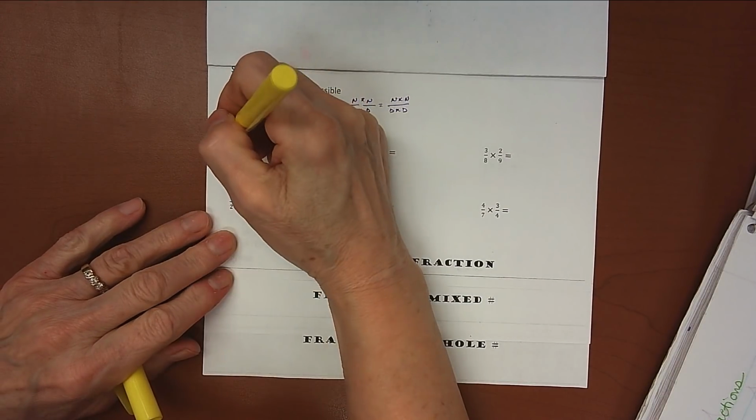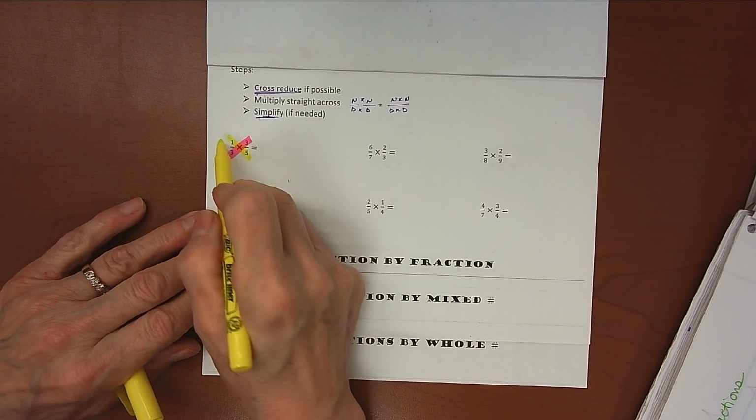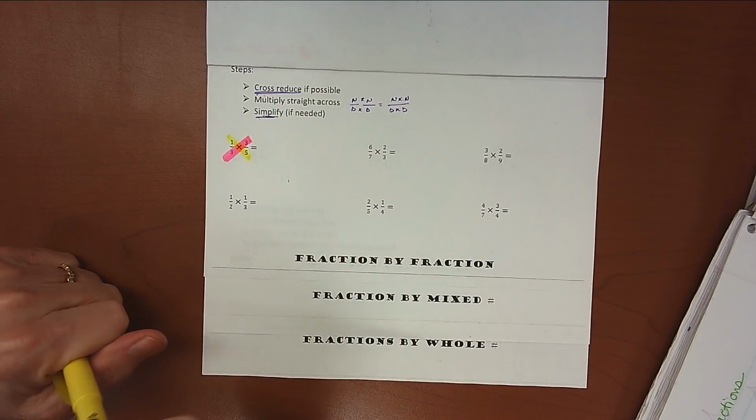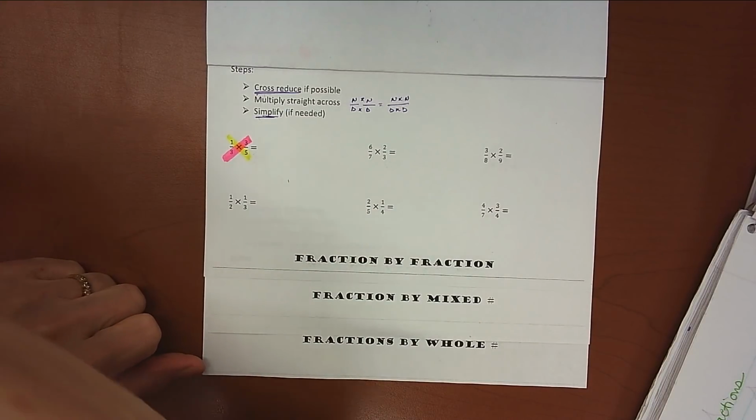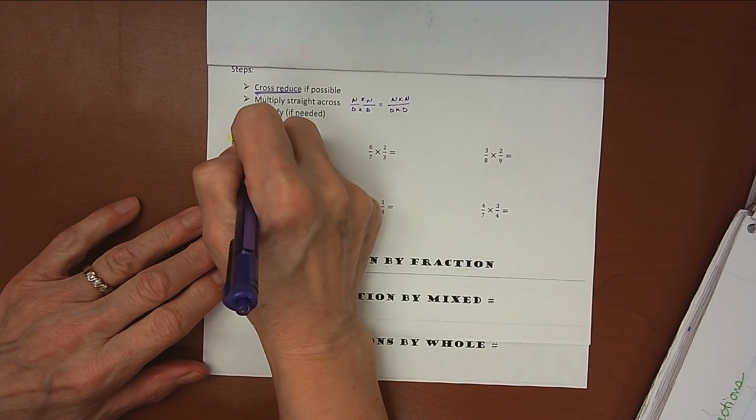So as I look at these two numbers that are across from each other, I see 3 and 3 and 1 and 5. Well, 3 and 3 can both be divided by 3. So we're going to do that. 3 divided by 3 is 1, and 3 divided by 3 is 1.